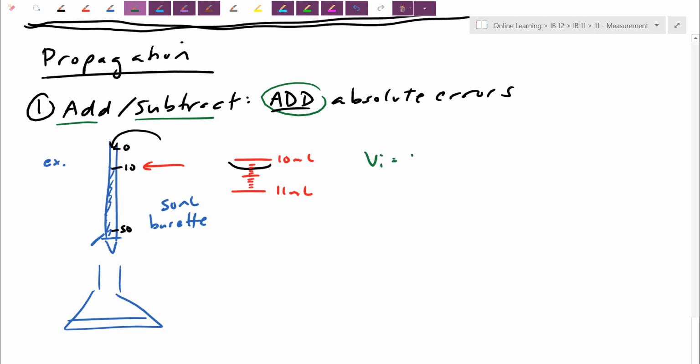My initial reading is going to be 10 point something. Well, this is going to be 0.1, 0.2, 0.3. Looks like that bottom meniscus here is after 0.2, not quite 0.3, so I'm going to guess 0.2. I'm going to summarize this a little bit more in the next lesson. We are allowed to guess one more digit. This value here, I might totally be wrong, but I'm still going to guess at it. It looks like it's maybe halfway, so 10.25.